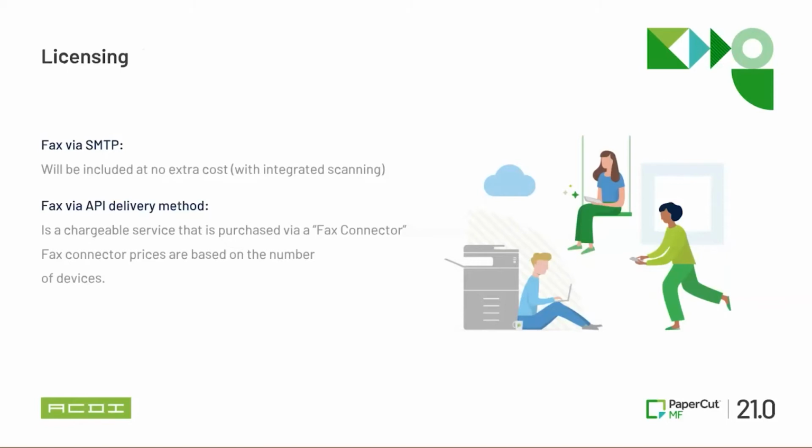The API, the more advanced method, that's going to be a chargeable service. That's going to be purchased and going to be a line item that we're going to refer to as a fax connector. Now, fax connector prices are based on the number of devices. Makes sense. I have a fleet of 150 embedded MFPs. I want to make sure faxing is on all of those. Well, I need 150 fax connectors to accommodate those.